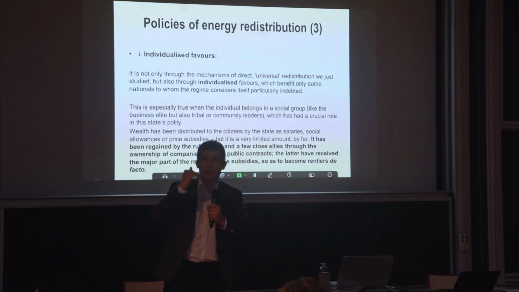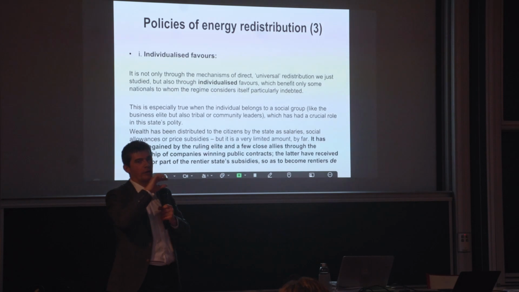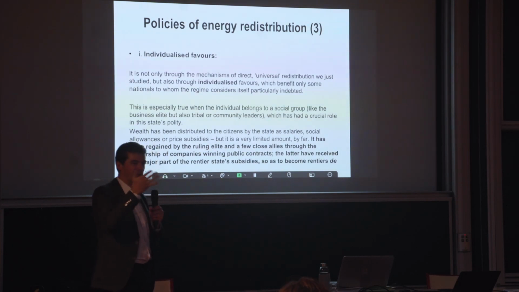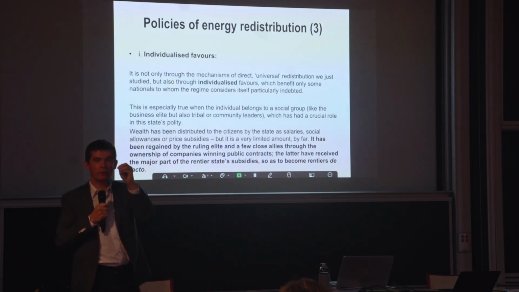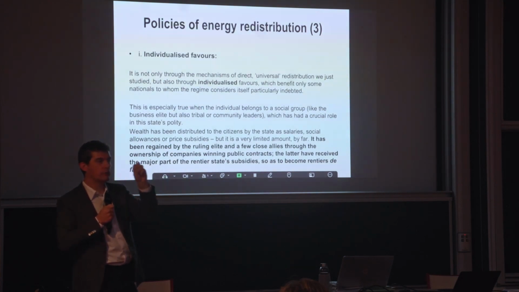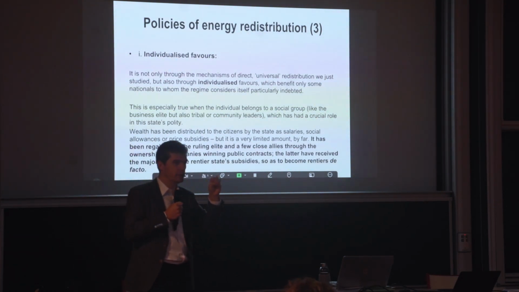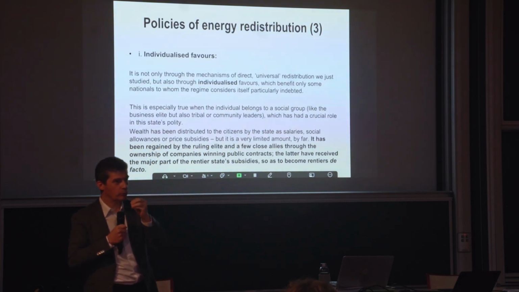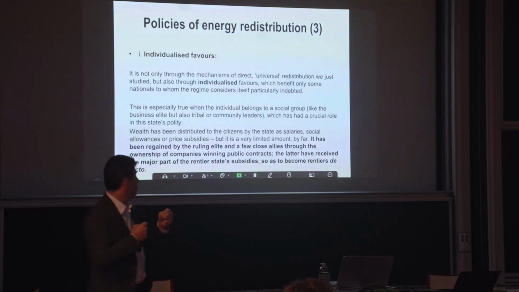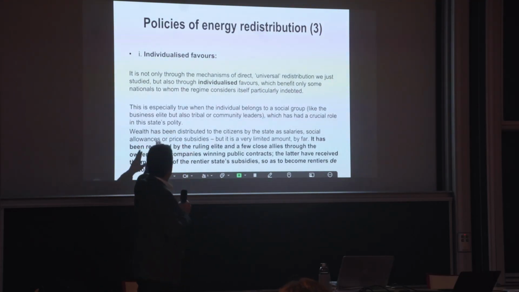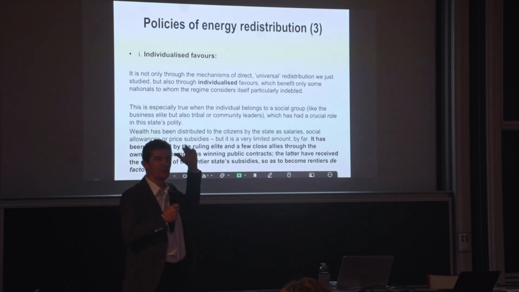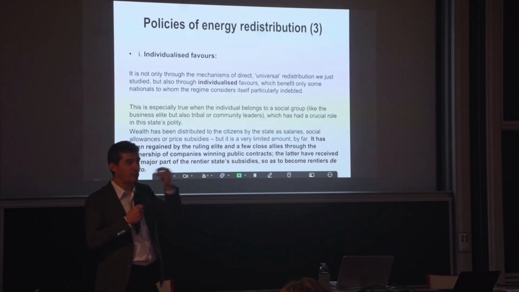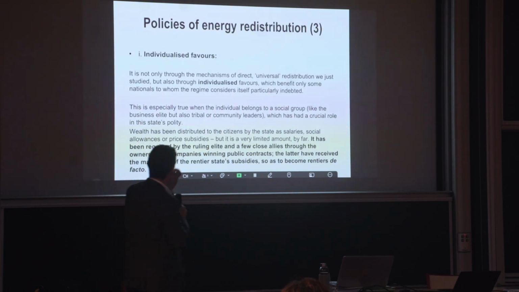In addition to this universal redistribution of the rent towards nationals, you also have some mechanisms of very specific, individualized favors granted to a number of key elements of the society that the ruler will consider particularly important for the stability of their rule. So some individuals, and especially the business elite in most of these countries, but also tribal leaders, will benefit, in addition to all the universal redistribution that I mentioned before, from some particular benefits granted to them as individuals.